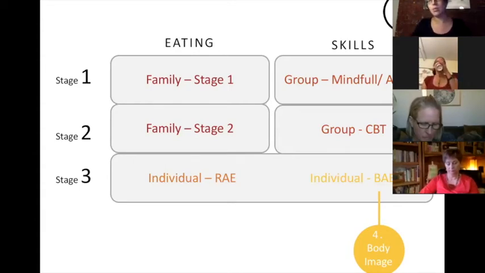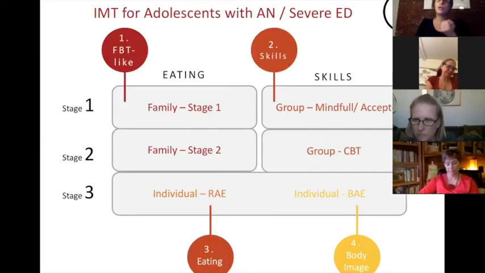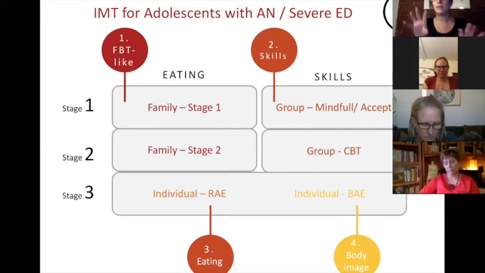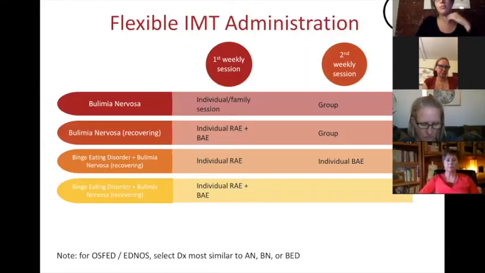And then lastly, with body acceptance and exposure, we move into a gratitude space, so gratitude for one's body and the like, and that is really influenced by compassion focused therapy. So taken together, comprehensive IMT looks like this. There are 3 stages, there are 3 different modalities: family, group, individual, and different modules within those modalities. And with IMT, in a flexible administration, you can really get creative with what you're doing.